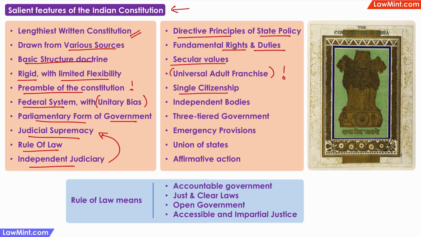And the Constitution also features some independent bodies or constitutional bodies such as the Election Commission to oversee essential functions of the democracy such as elections. It also prescribes a three-tiered government structure, that is government at the center, the state and local governments. There are also emergency provisions in the Constitution. And the fact that the Constitution declares India to be a union of states is also a unique feature. And it also talks about affirmative action. So these are some of the important salient features of the Indian Constitution.